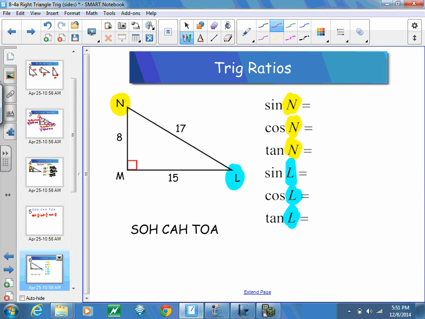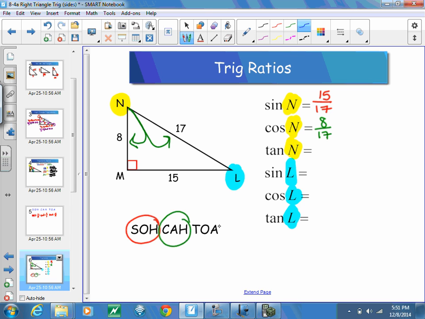So the sine of angle n, so I'm looking at angle n, the sine that we have here is opposite over hypotenuse. So I'm going to go to the opposite side, and then I'm going to go to the hypotenuse. So my sine of angle n is 15 over 17. That's its ratio. Next, I want to take the cosine of angle n. Cosine is adjacent over hypotenuse. Angle n, the adjacent side is 8. The hypotenuse is 17. So my ratio is 8 over 17.